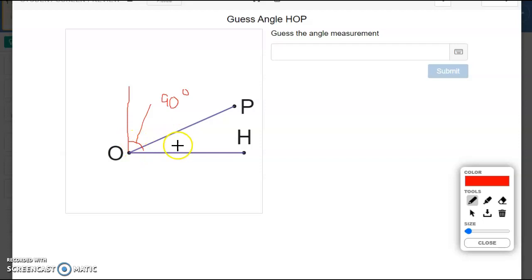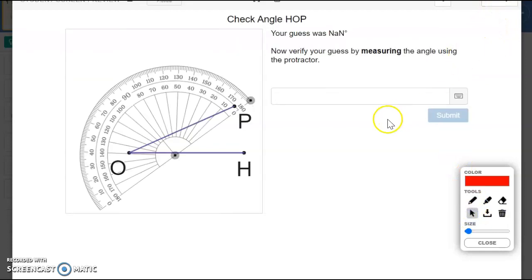So compared to this, what do you think this purple angle will be? Well, it's got to be definitely less than 90, because that's 90 degrees. Do you think maybe it's half? Maybe it's a third? What do you think? Make your best guess, and then you submit. Then you move on. All right, now this time we're going to try to measure that angle using the protractor. And there is a tool right there for you.